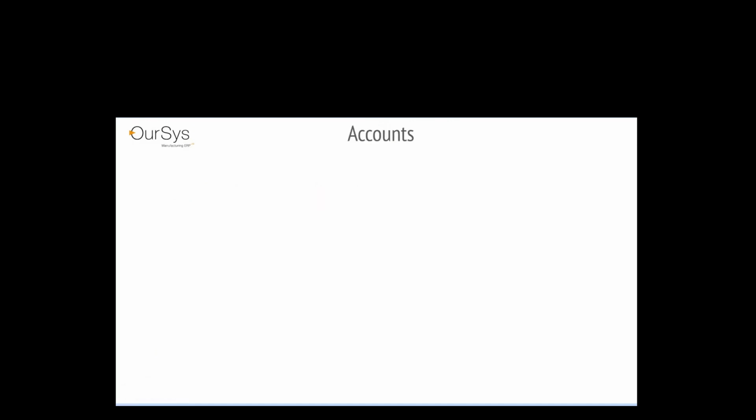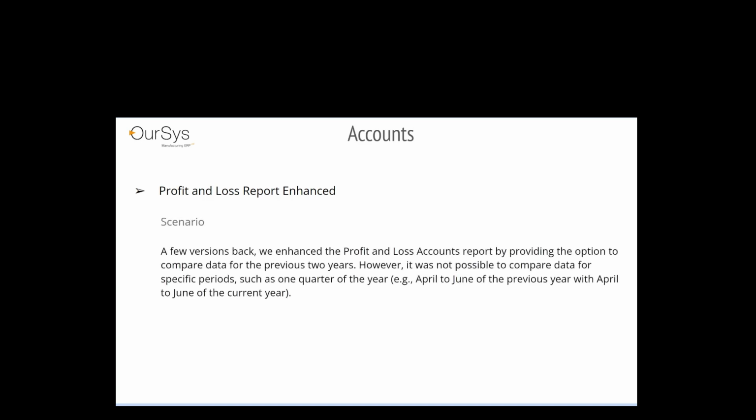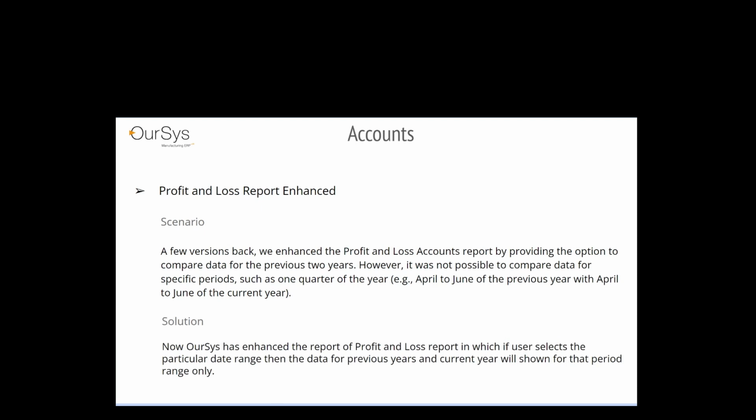Moving to the next module, that is accounts, profit and loss report enhanced. In a recent update, we improved the profit and loss accounts report by allowing the user to compare the data from the previous 2 years. However, the user could not compare the data for a specific date. If the user compared the data in this report from today, then the last 2 years' data would come as of 31st March. So now we have improved this report.